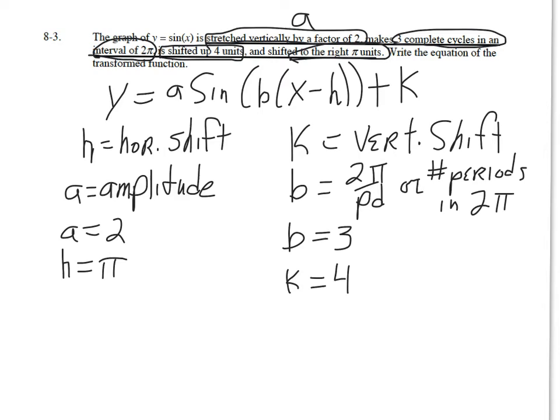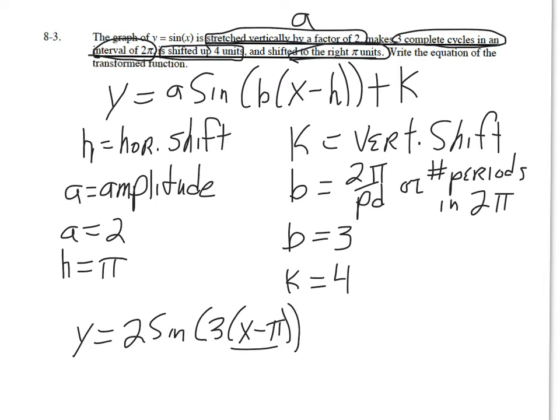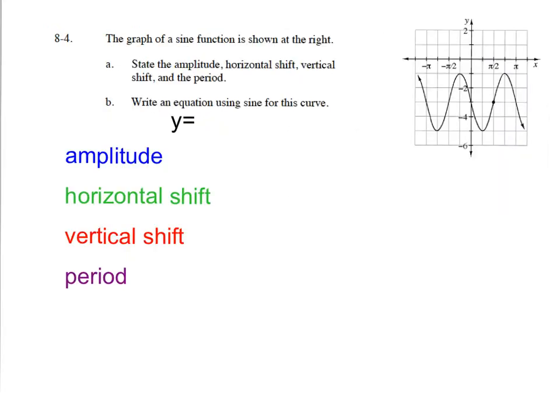We've identified our 4 transformations. Let's put them into the equation. Y equaling 2 sine of 3 times (x minus pi), close parenthesis for that one, close parenthesis for the sine function, plus 4. All right, now we're given a graph. What I would like you to do is to pause this, take a look at this graph, identify these 4 transformations, and use those then to write an equation, and then come back and check your work.